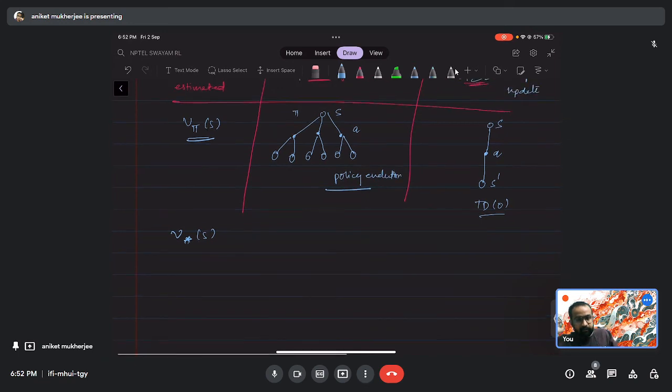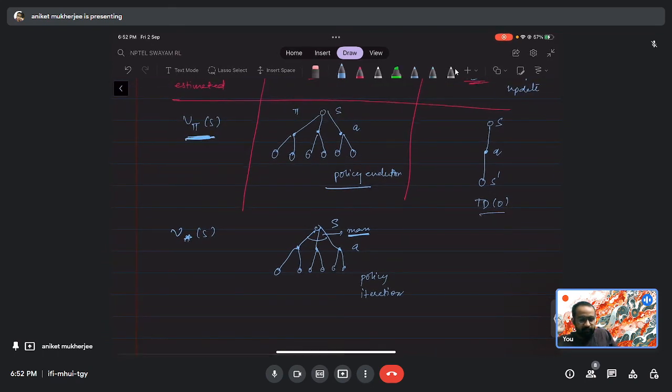V star is when I'm acting greedily. So I have S, I have all my actions, and I do all these things. Now what I take is the maximum over those. This is also one kind of update where I update greedily. This is value iteration, and this is policy evaluation. Here you are just evaluating the policy; here you are evaluating the optimal policy. You take the max greedily, you do this a number of times, and you ensure that you reach the optimal one. I hope that is clear.